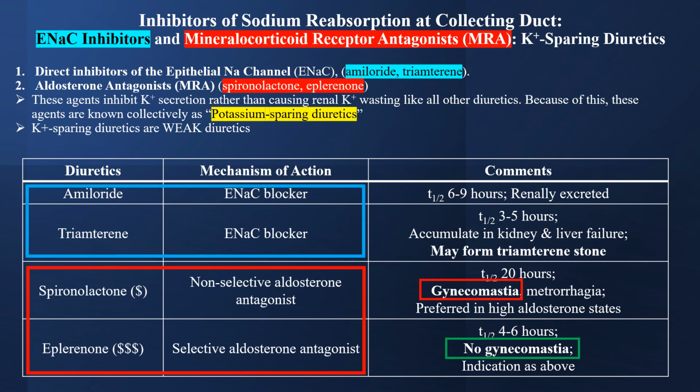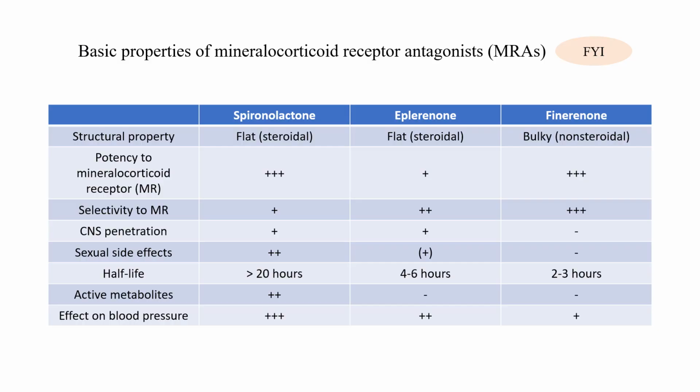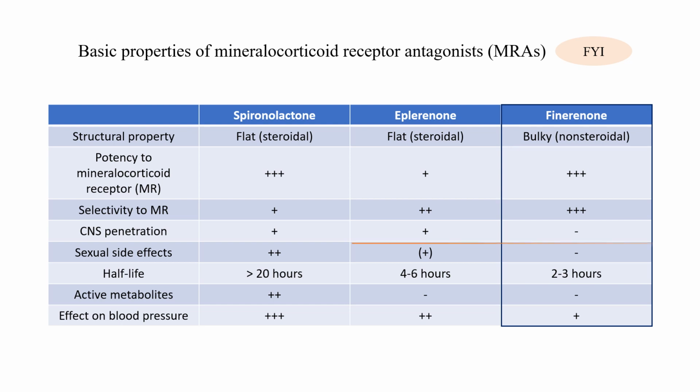Amiloride and triamterene are both ENaC inhibitors, but amiloride is more commonly used because triamterene may precipitate as stones in susceptible individuals. We've discussed the two MRAs, spironolactone and eplerenone. Finerenone is an MRA that was FDA approved July 2021. It is a highly selective MRA that has no sexual side effects.